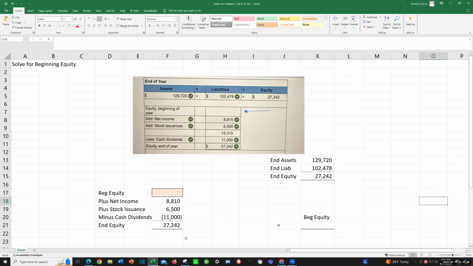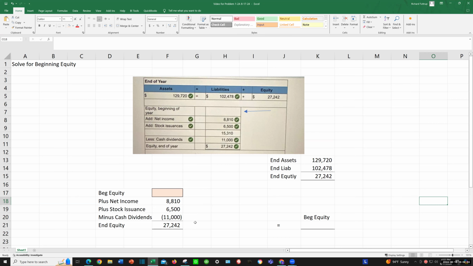And they always have to give you everything except for the one unknown. So basically, using this formula, put in your numbers, right? So beginning equity, that's what we're trying to find, plus net income, 8810, copy it down there, plus stock issuance, 6,500, put it in, minus cash dividends, 11,000, and then put in your ending equity of 27,242. Actually, put right from here. Now we just got to solve for the one unknown.